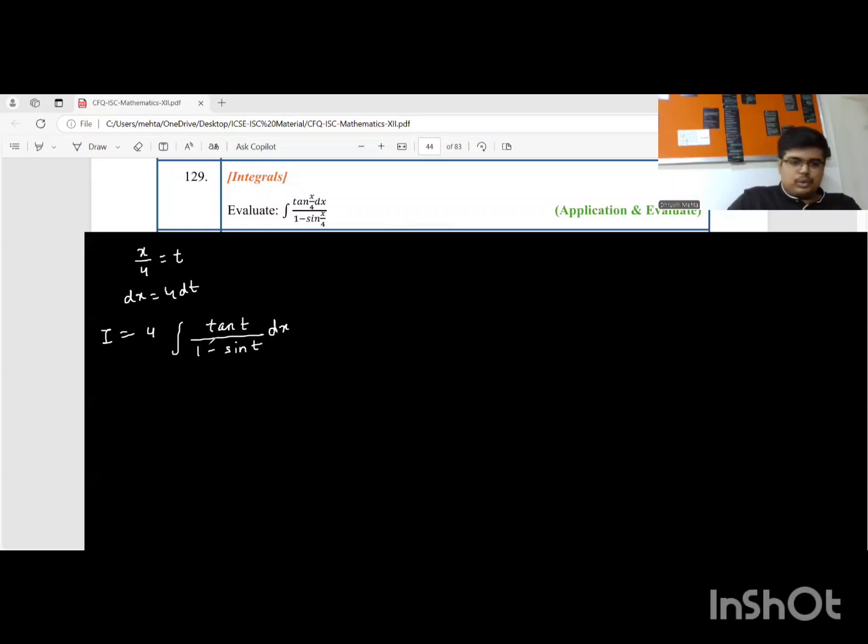Now, see, if you're wondering how to solve this, you don't know what to do, the best thing to start with is convert it to sine and cos. If everything is sine and cos, we can do something with it. So this is sine t upon cos t into 1 minus sin t dt.